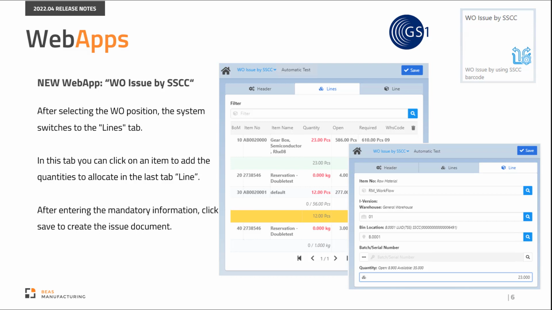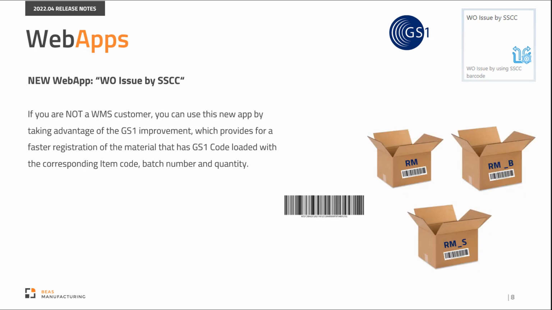The app can be used by WMS customers to work with SSCCs. If you are not a WMS customer, you can still use this new app by taking advantage of the GS1 improvement, which provides for a faster registration of the material that has GS1 code loaded with the corresponding item code, batch number, and quantity.